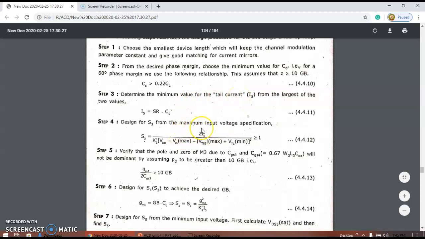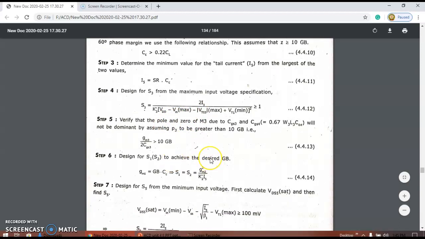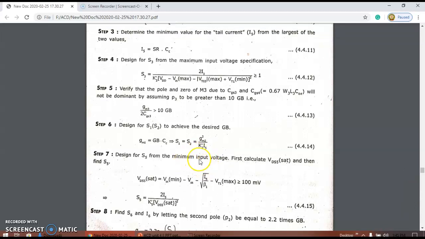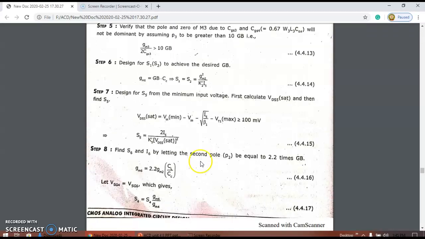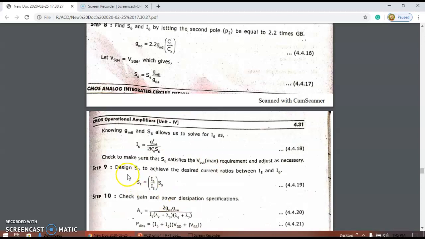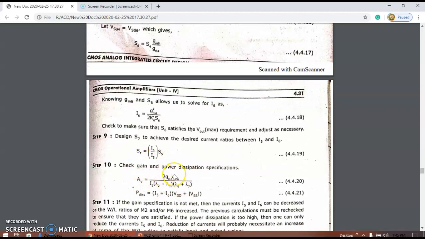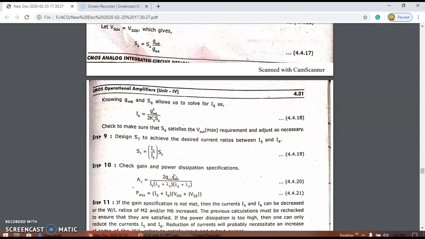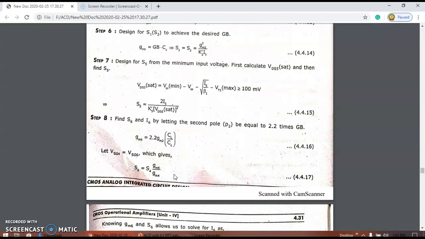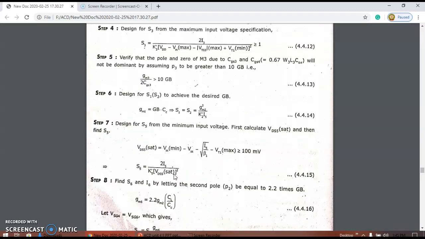We have to provide the maximum input voltage. We have to check for the poles and zeros, and we have to achieve the greater bandwidth and minimum input voltage. And we are calculating the second pole, that is at the output side, P2, which must be equal to 2.2 times the gain bandwidth. And the next one is we have to achieve the desired current ratios, and we have to check the gain and power dissipation specification. So these are the required parameters or procedures that we have to follow for designing a two-stage op-amp.